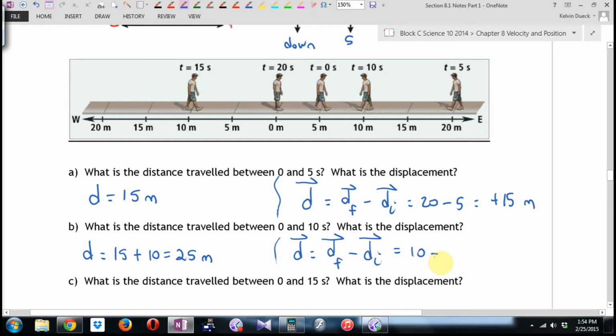What's my initial position? To the right or to the left? Positive 5. Now again, you're saying, yeah, Dueck, I see that. It's that line right there. But in case it was more complicated, or if I didn't have the picture, if I just had the data, I can get there.